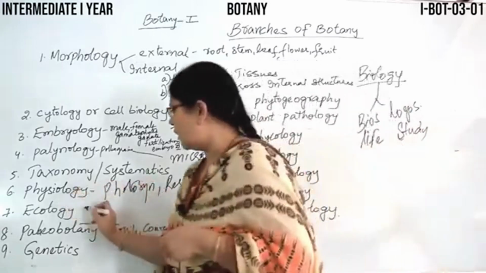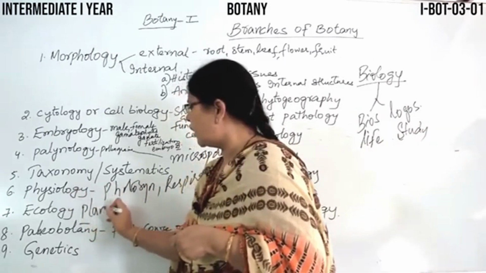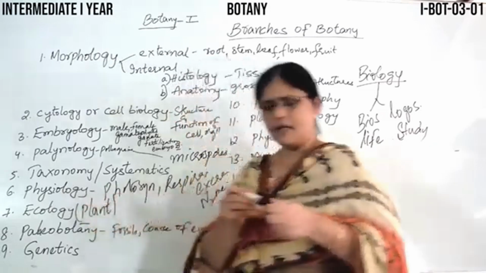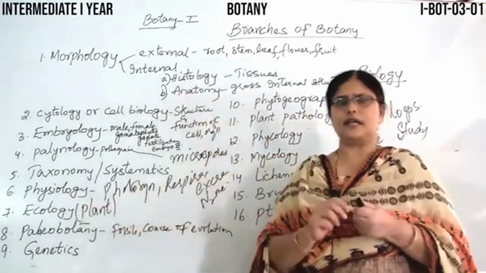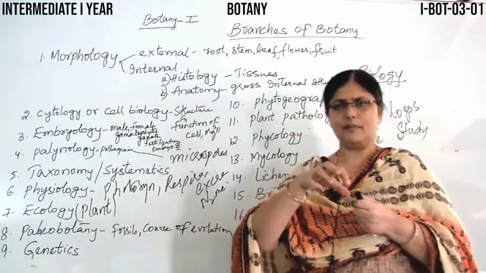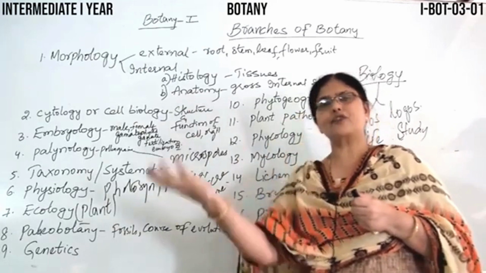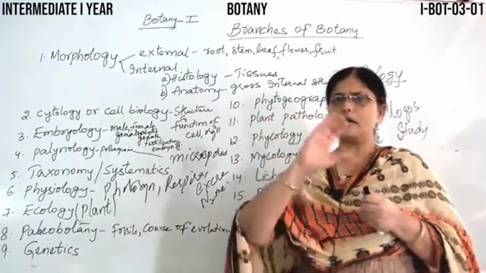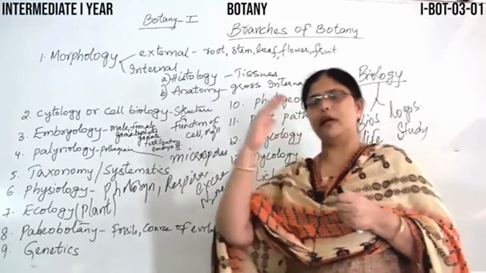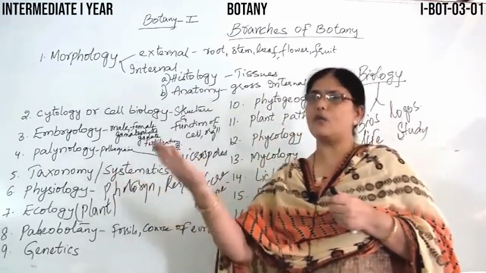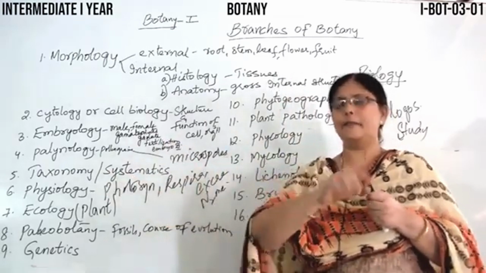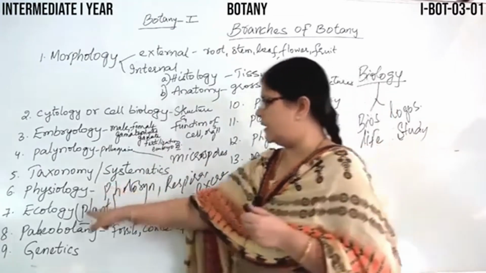Next, coming to the branch of botany which is called ecology. Here, in ecology, we deal only with plant ecology. What is meant by ecology? Ecology is nothing but the study of living organisms and their interaction with their surroundings. How are the organisms interacting with their environment, and how is the environment impacting the organism? That complete study comes under ecology.